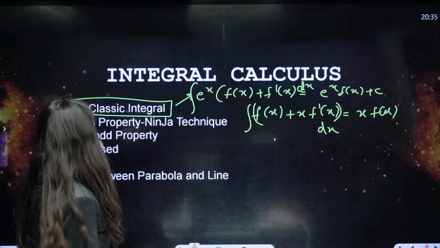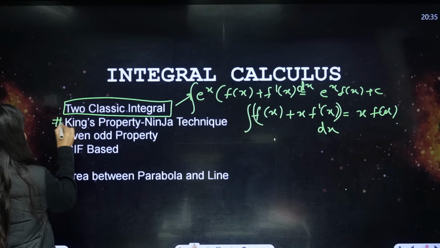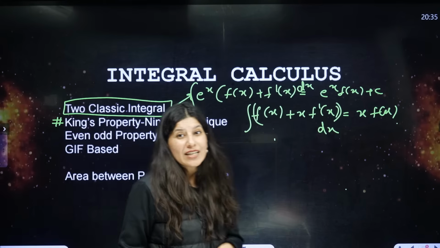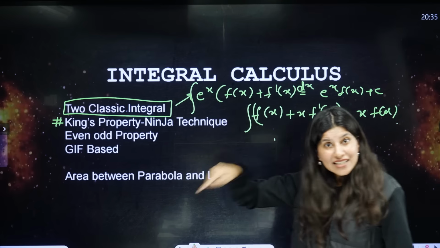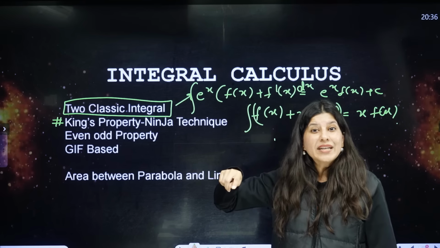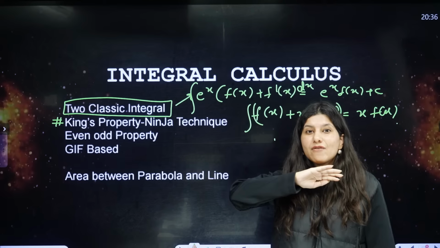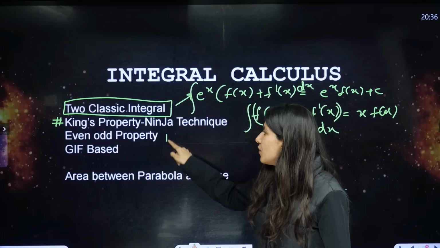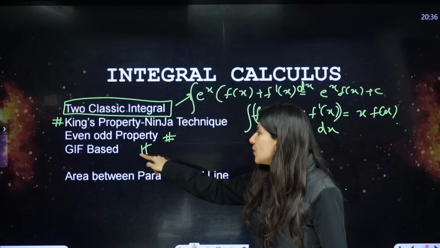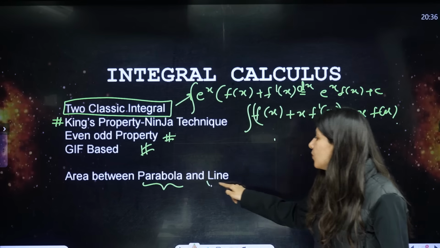Then we have King's property and ninja technique. You know what? King's property, ninja technique, a question came and every year it comes. Last year also, 2024 also, 2023, I have all the questions which are based on King's property. Then even or odd property, GIF based question and area between a parabola and a line.